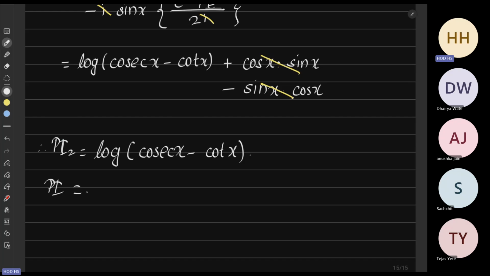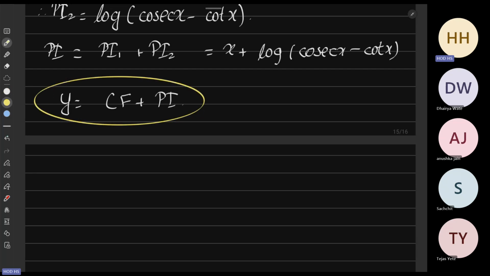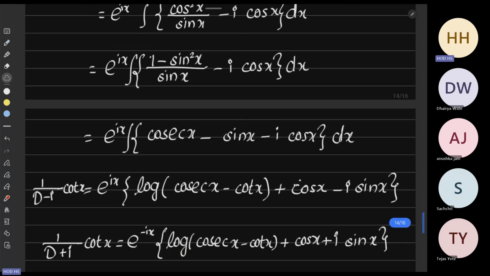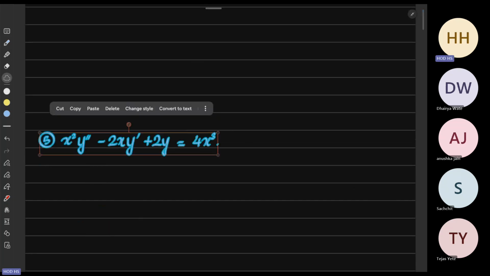So my total particular integral will be PI1 plus PI2. That will be x plus log of cosec x minus cot x, and my complete solution will be CF plus PI. So write down the complete solution as CF plus PI. Okay, so we'll move on to the last equation of this series. Last question.